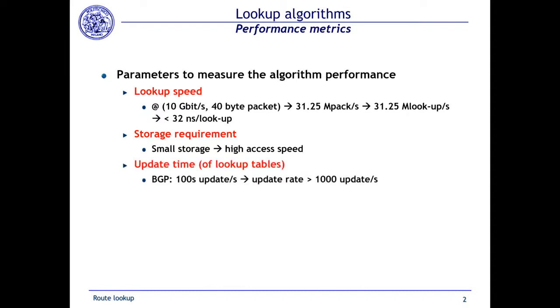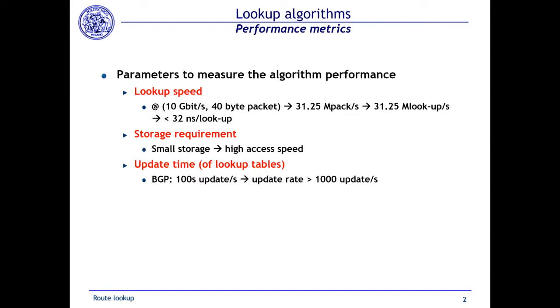And then finally, update time. The lookup tables are not static; they are always evolving, because the routing protocols are always running, and the routing protocols, as you know, are changing the lookup table, or in case of SDN, the controller is changing the lookup table. It has been estimated that, for example, for a big BGP router, which is a router in the core of the network, the rate of updating can be as high as hundreds of updates per second. So the update rate must be over 1,000 updates per second in order to have some margin.